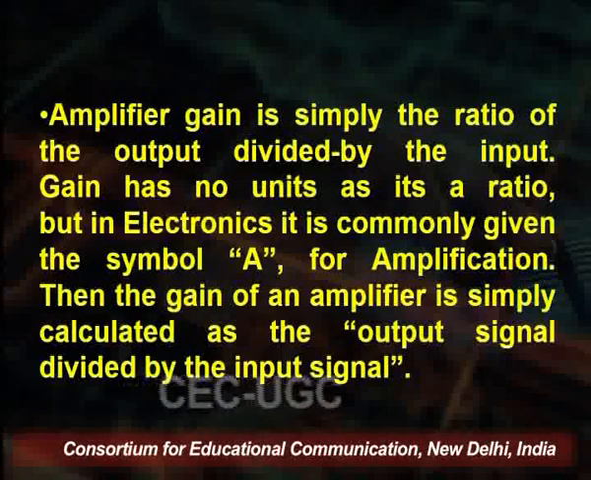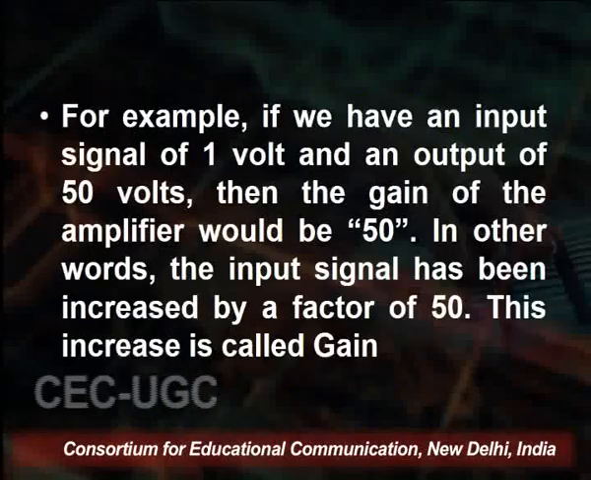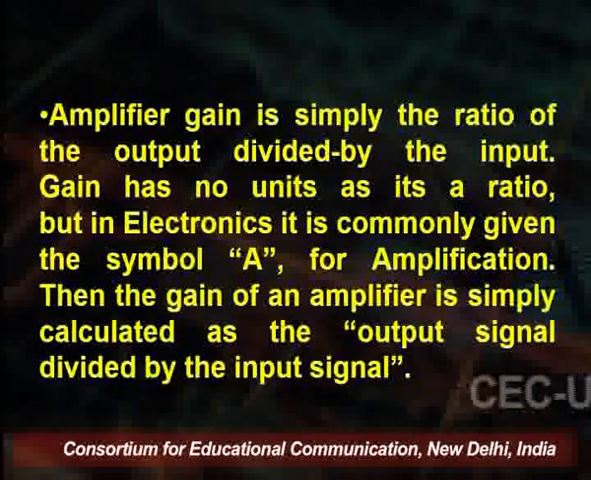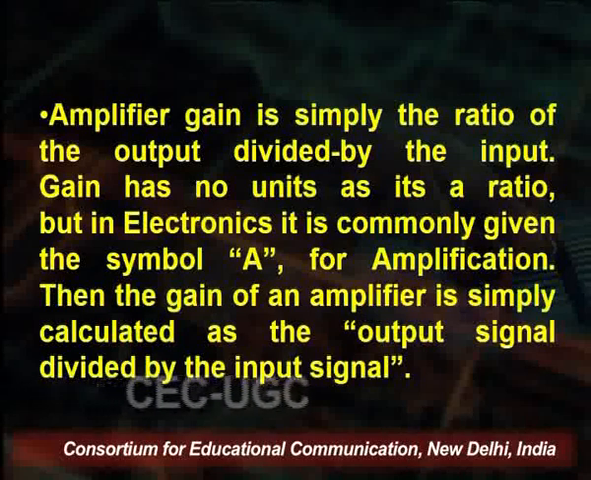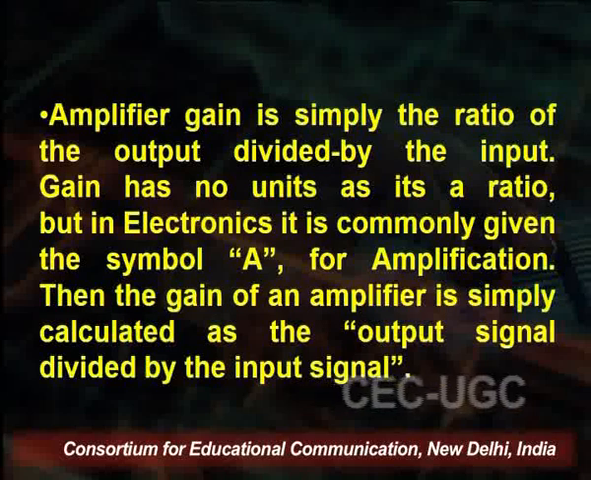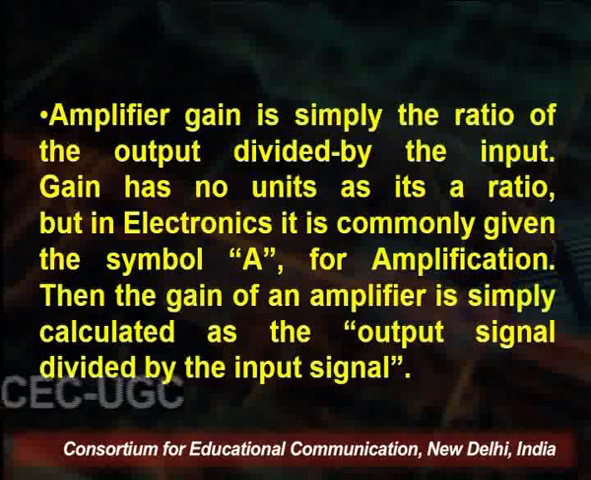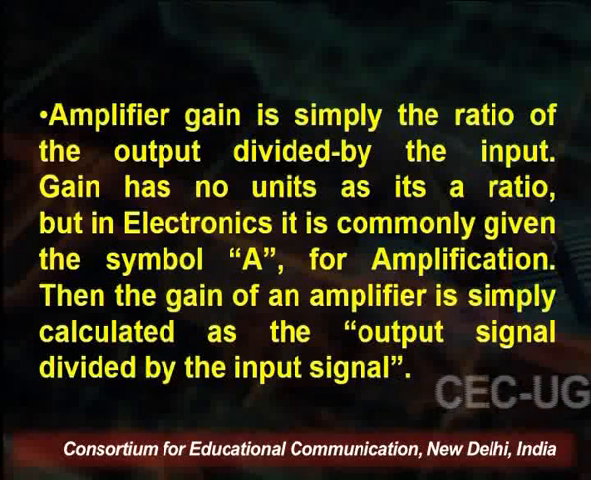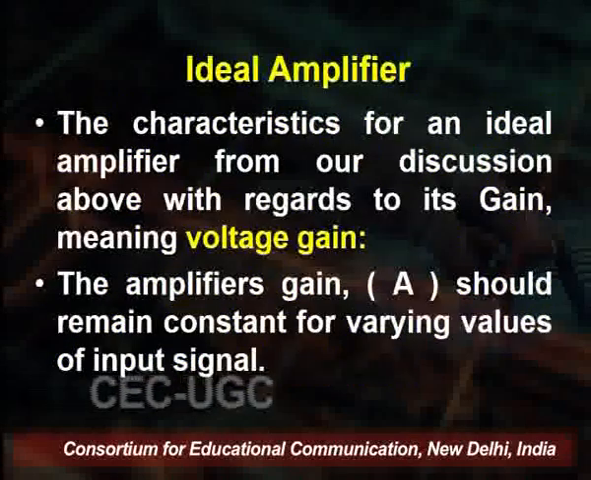And amplifier gain is simply the ratio of the output divided by the input. Here the input is 1 and the output is 50, so 50 by 1 is 50. So the amplified gain is simply the ratio of the output divided by the input, and in the example we have a gain of 50. Moreover, the gain has no unit since it is a ratio, but in electronics it is commonly represented by the symbol A. The amplification gain is simply calculated as the output signal divided by the input signal.